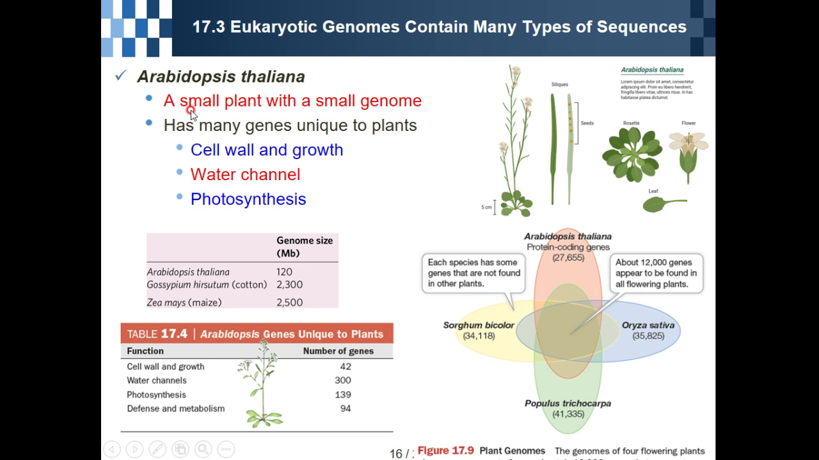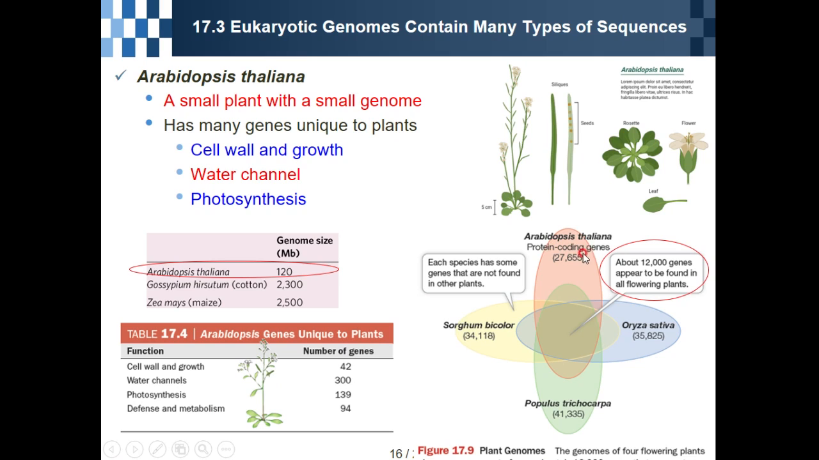They have a small genome. Their genome size is about 120 megabase. For example, maize, or rice, which we eat every day, has a genome size of 2,500. Our human genome size is 3,100. But Arabidopsis only has 120 megabase.